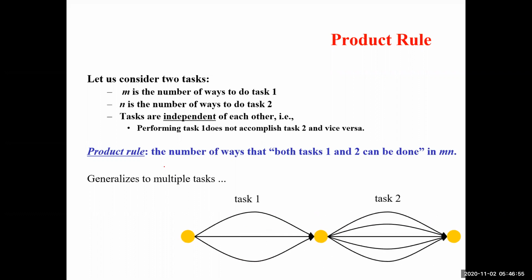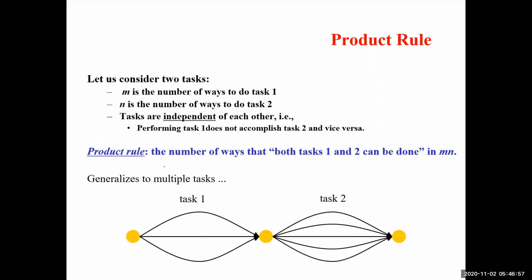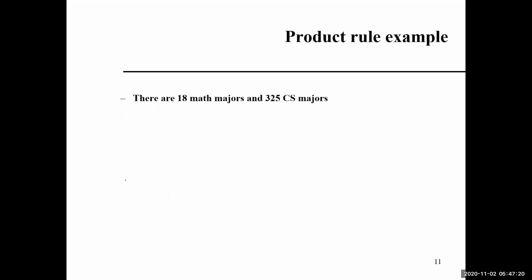Consider that there are two tasks, and m is the number of ways in which task 1 can be completed and n is the number of ways in which task 2 can be completed. The tasks are independent of each other. That is, performing task 1 does not accomplish task 2 and vice versa. Then the number of ways both tasks 1 and 2 can be done is m into n ways.